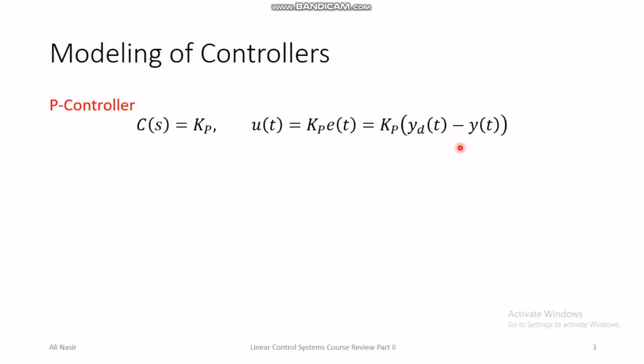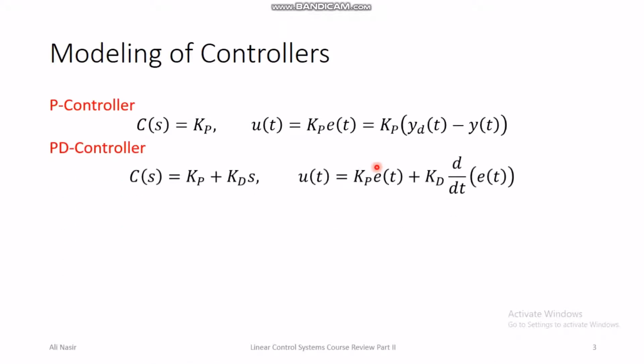If yd is greater than y, which means that y is less than y desired, then positive force is applied, and if y becomes greater than y desired, then the force is applied automatically in the opposite direction. So this is feedback control with proportional gain. Next we have the PD controller. In the PD controller, the transfer function of the controller is Kp plus Kd times s.